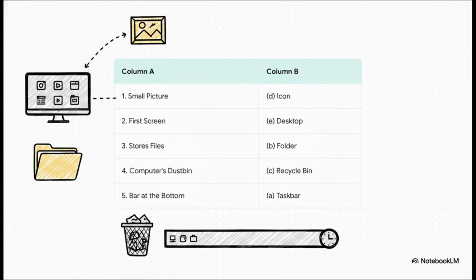Let's quickly connect the definitions in this Match the Columns table. 1. Small picture matches with D, icon. 2. First screen matches perfectly with E, desktop. 3. Stores files pairs right up with B, folder. 4. Computer's dustbin is such a great metaphor for C, recycle bin. And 5. Bar at the bottom is, of course, A, taskbar.